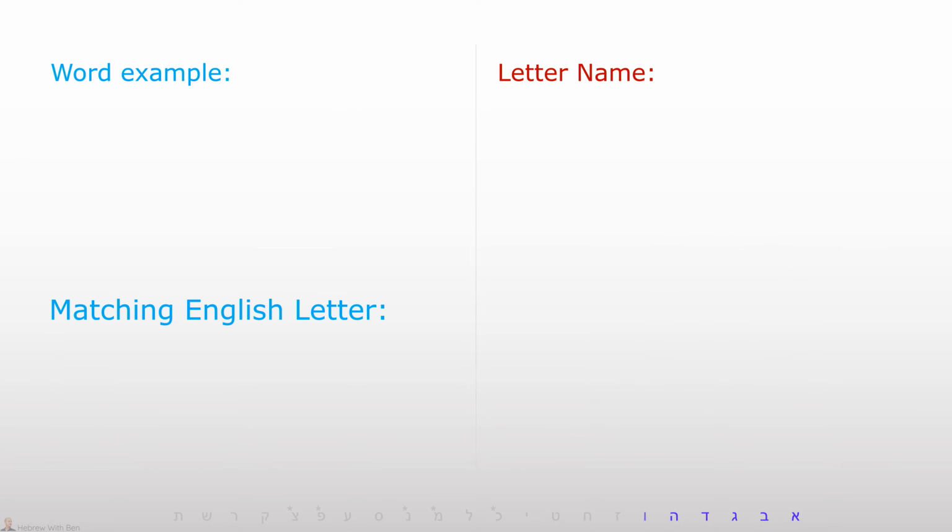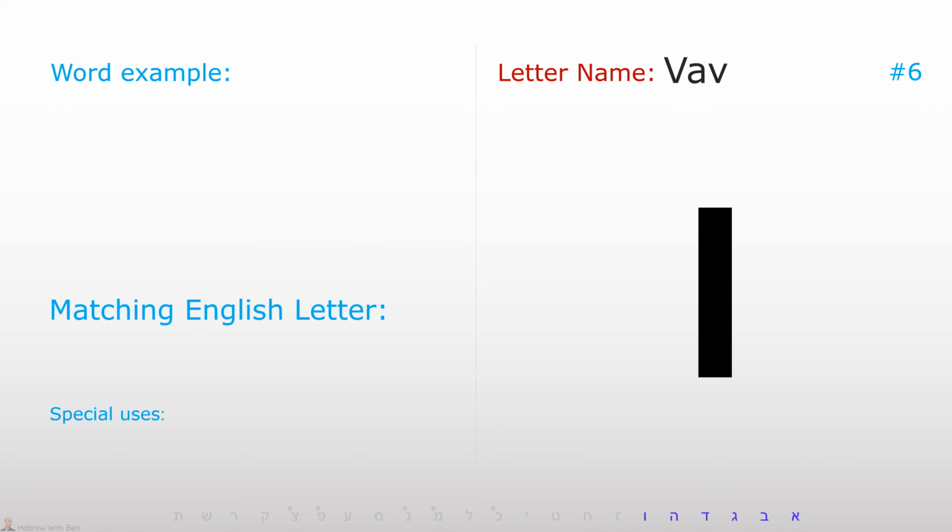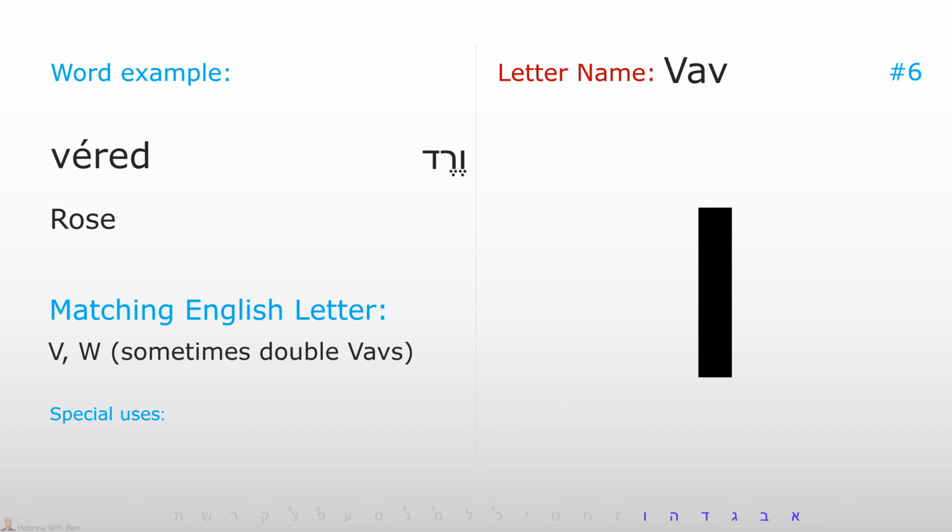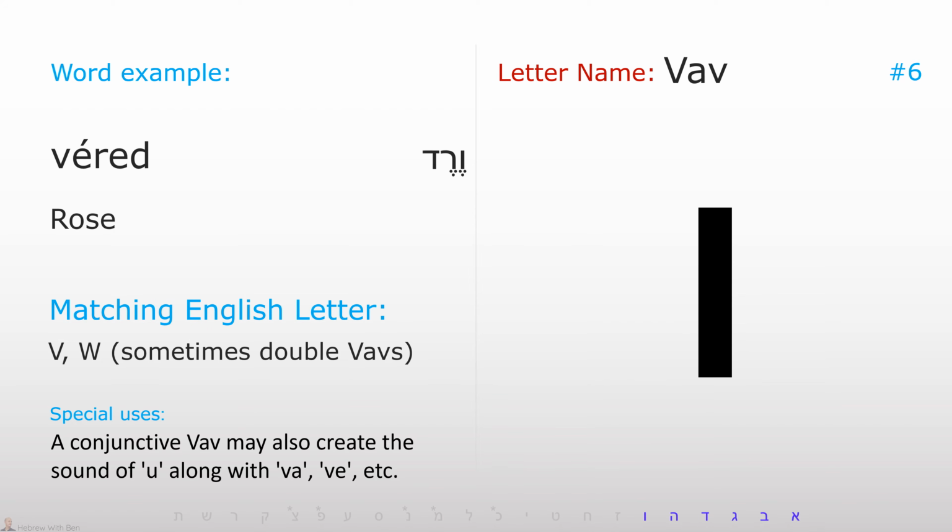Next, we have the letter Vav. Matching letters are V and in some cases W. A word example is Vered. Vered. The letter Vav has several roles in the Hebrew language. You can find more information about them in the description below.